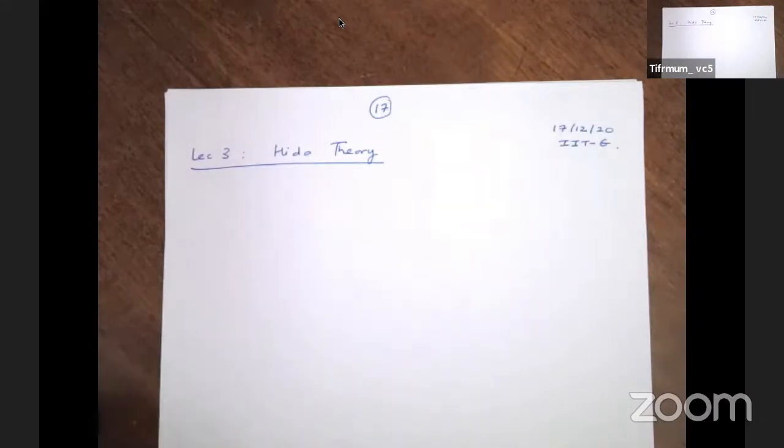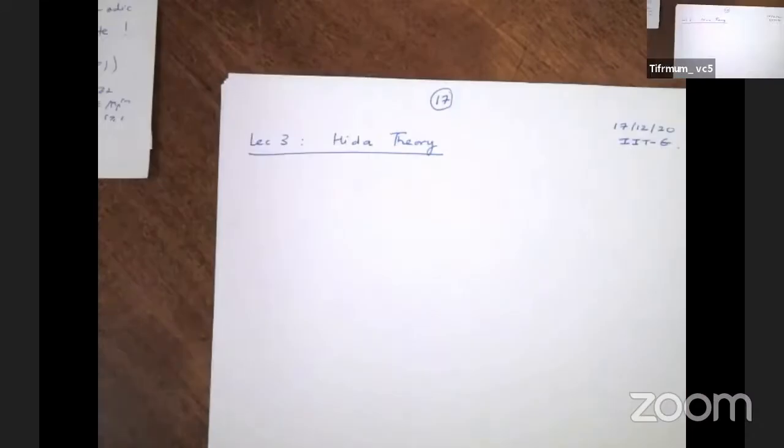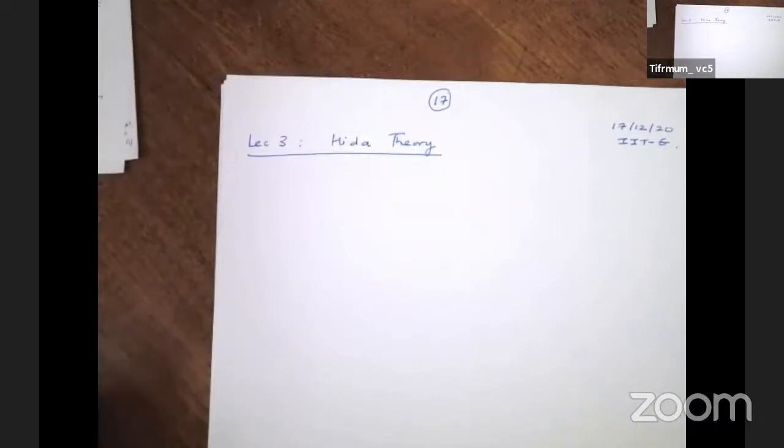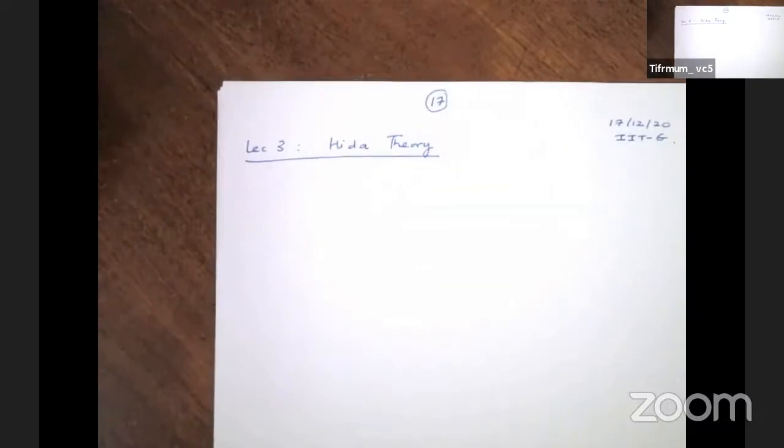...be lecturing on Hida Theory, which is basically a description of the space of Lambda-adic forms and some of their properties. Okay, so let me recall quickly the definition of a Lambda-adic form.